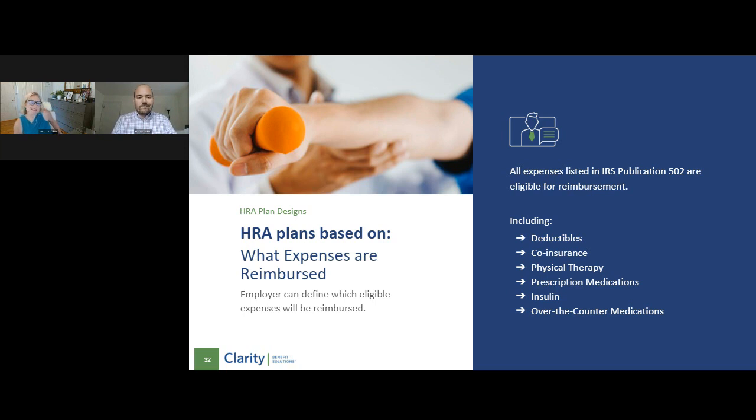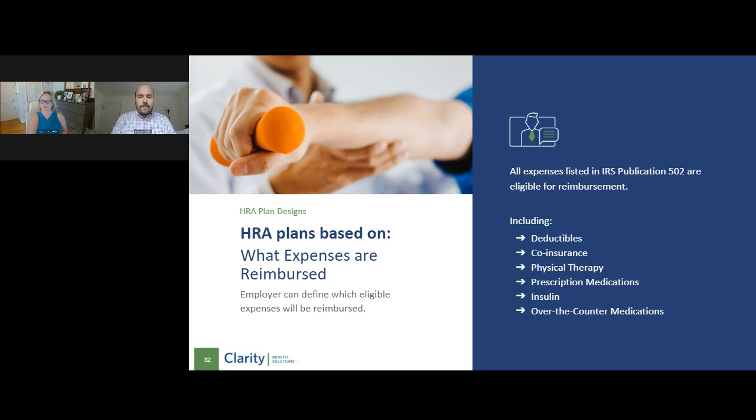What expenses can an HRA cover? There are nearly 300 listed in IRS Publication 502, which defines medical and dental expenses eligible for HRA reimbursement. This list includes deductibles, coinsurance, physical therapy, prescription medications, over-the-counter medications, and insulin. When designing their company's HRAs, employers have the ability to set which of these eligible expenses their company will reimburse.